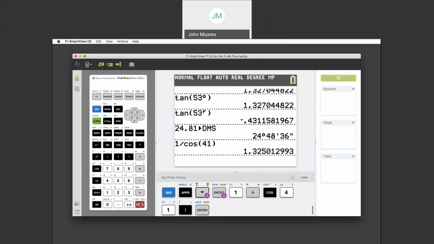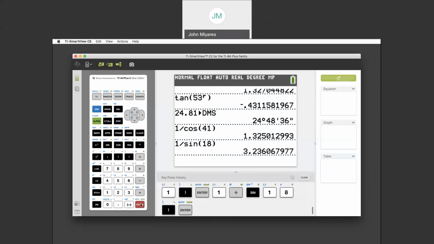Similarly, the cosecant of 18 degrees will be 1 over the sine of 18 degrees. So I'll take 1 divided by sine 18 and hit enter. And lastly, if I want the cotangent of 65 degrees, I'll say 1 divided by tangent 65 and close my parentheses.